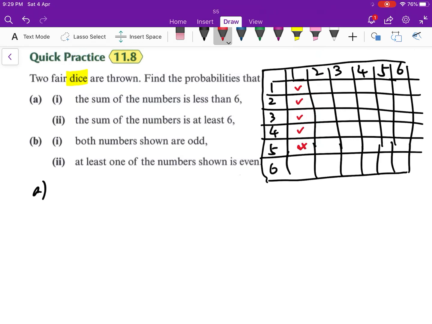Can it be this one? Sorry, it's not okay, because 1 plus 5 is 6. 6 is not less than 6. Okay, be careful about the logic.